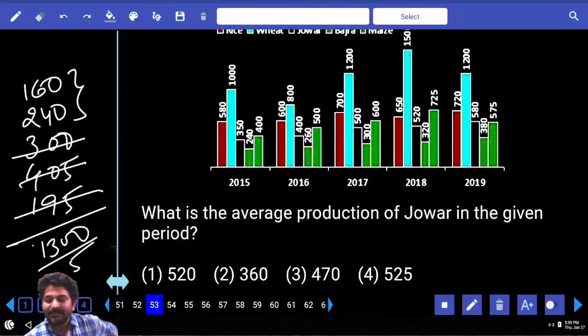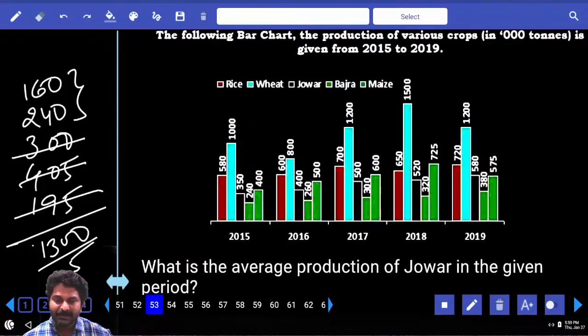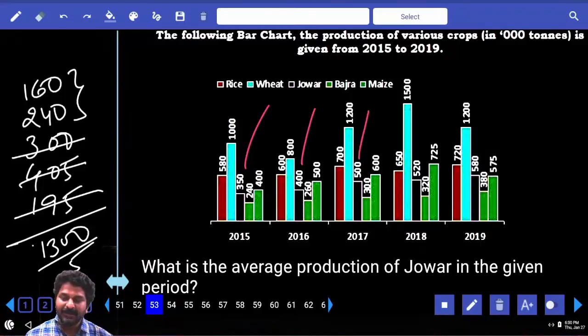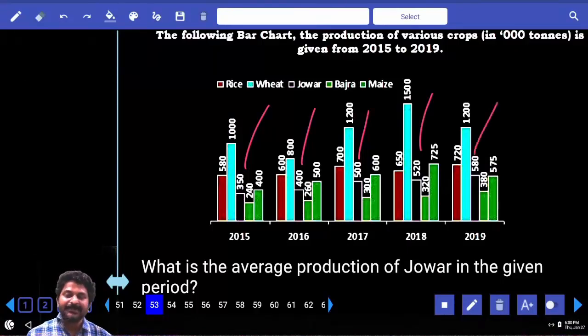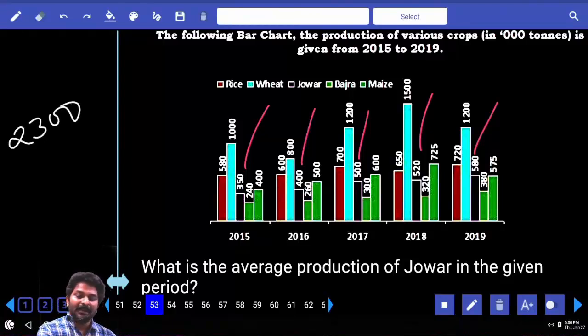What is the average production of jowar in the given period? Okay, jowar, so which value is that? Third one, the middle value. 350, 400, 750, 750 plus 500, 1250, 1250 plus 520, 1720, 1720 plus 580, when you add 80, it becomes 1800. So that is total 2300. Average divided by 5. Answer 460.